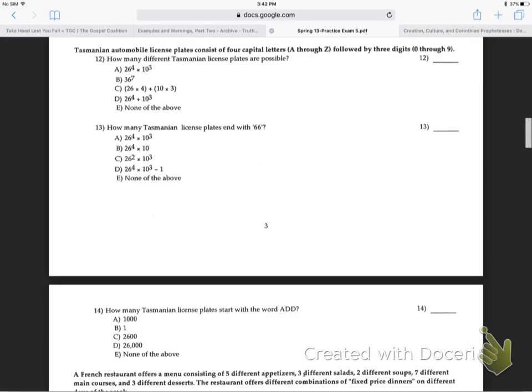I put a lot on this practice. I want you to see everything. All right, number 12. This time it's 4 letters, then 3 digits, 0 through 9. So I'm going to do 4 letters, A, B, C, D, and 2, 7, 9. So 4 letters, 3 digits. Okay, what did I do?